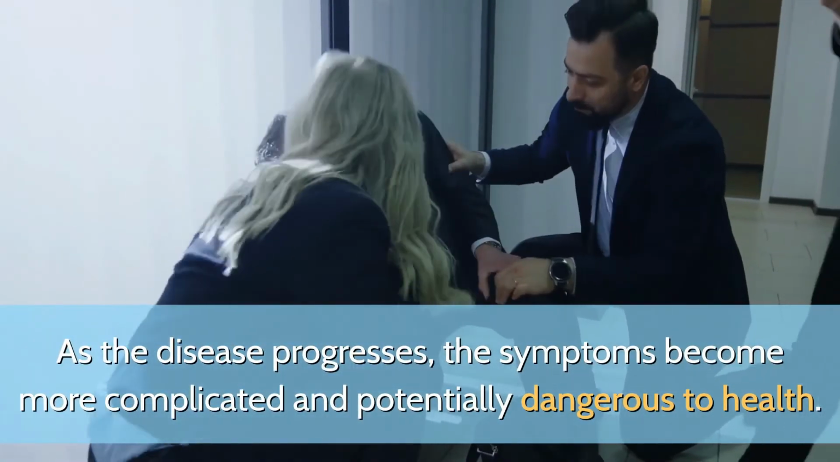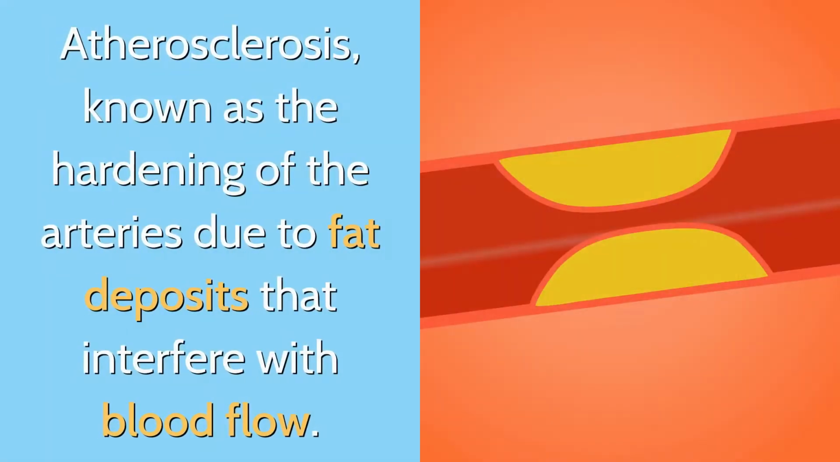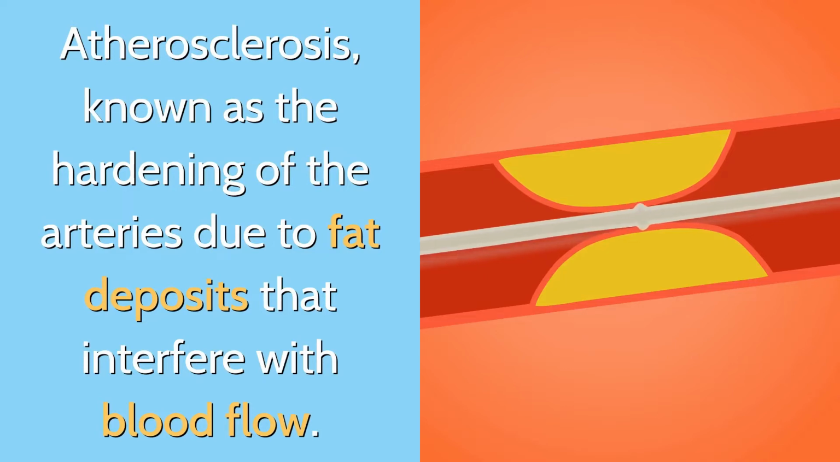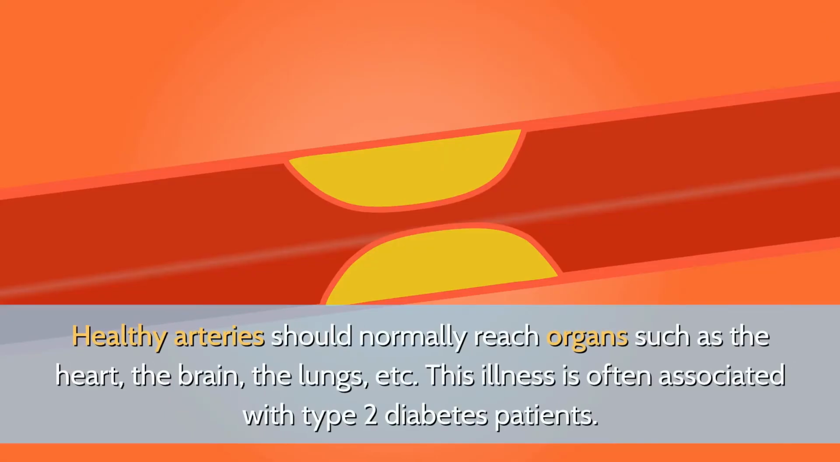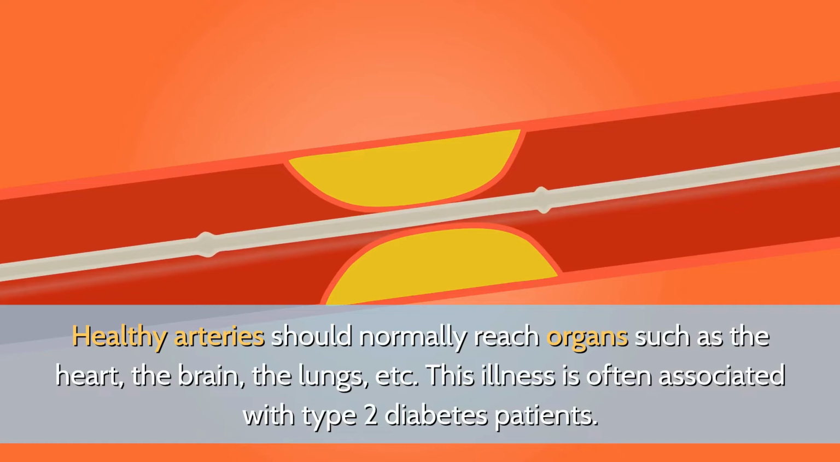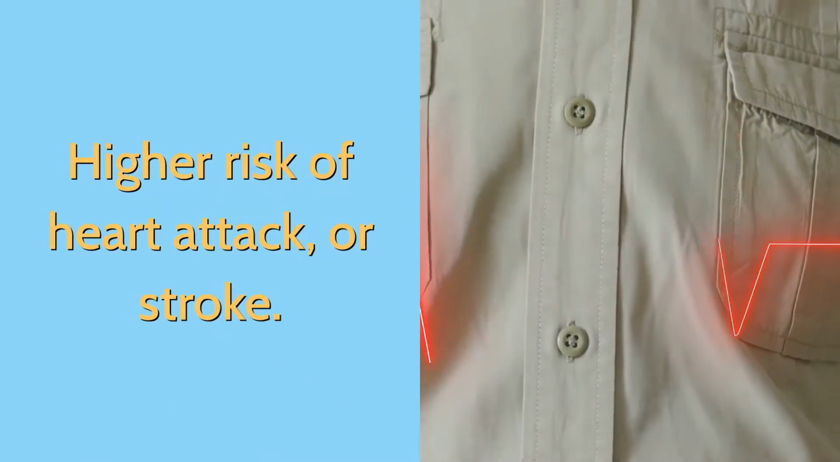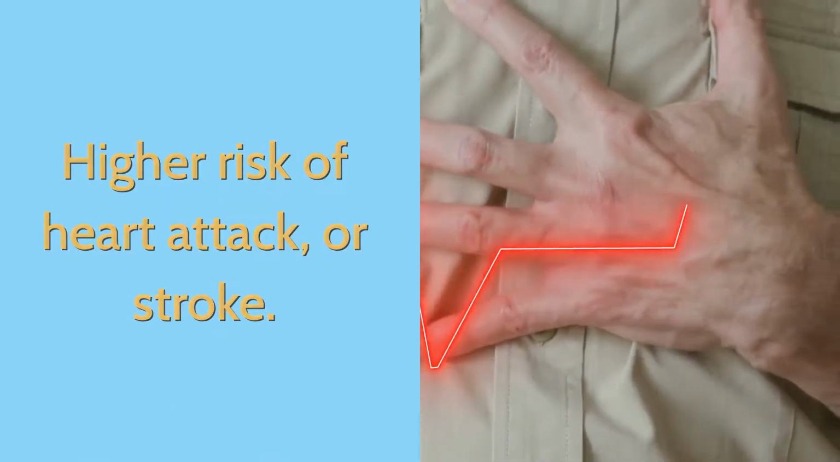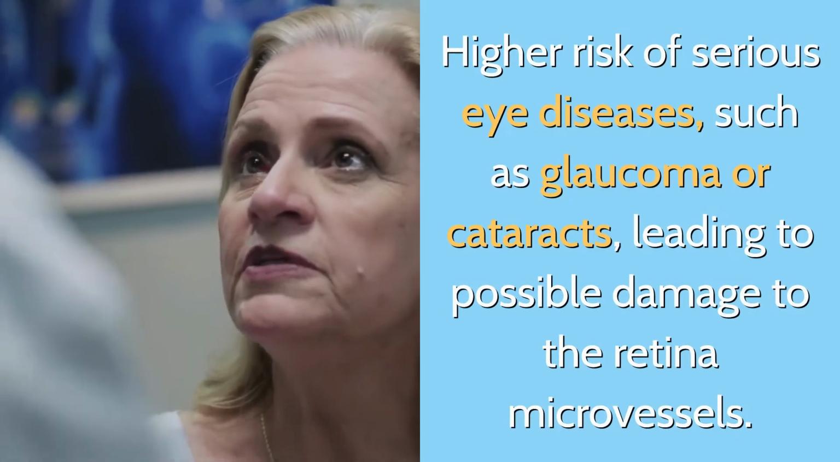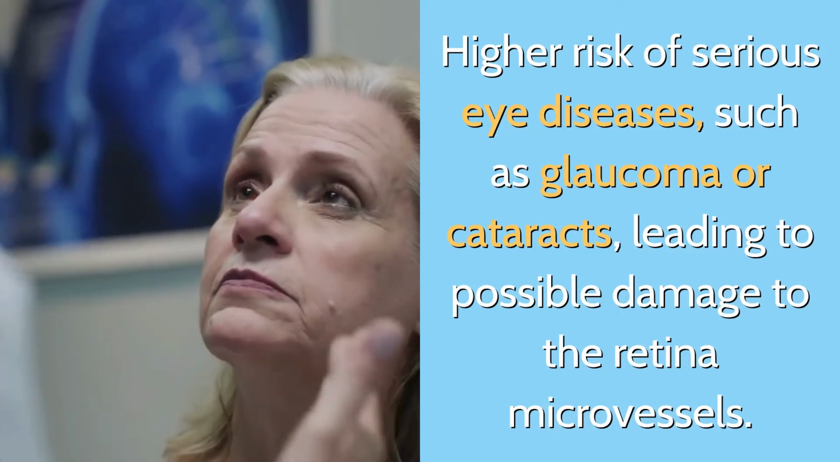As the disease progresses, the symptoms become more complicated and potentially dangerous to health. Some complications that can appear are atherosclerosis, known as the hardening of the arteries due to fat deposits that interfere with blood flow. Healthy arteries should normally reach organs such as the heart, the brain, the lungs, etc. This illness is often associated with type 2 diabetes patients. Higher risk of heart attack or stroke. Higher risk of serious eye diseases, such as glaucoma or cataracts, leading to possible damage to the retina microvessels.